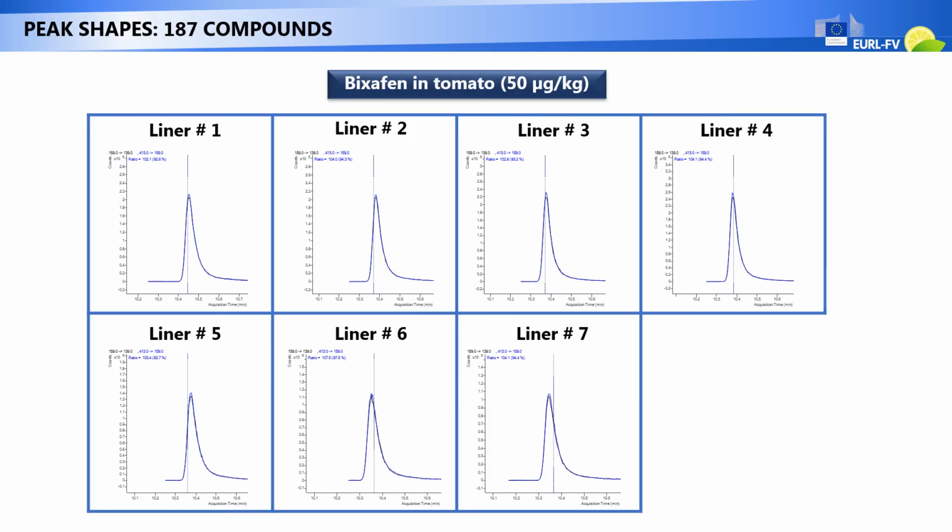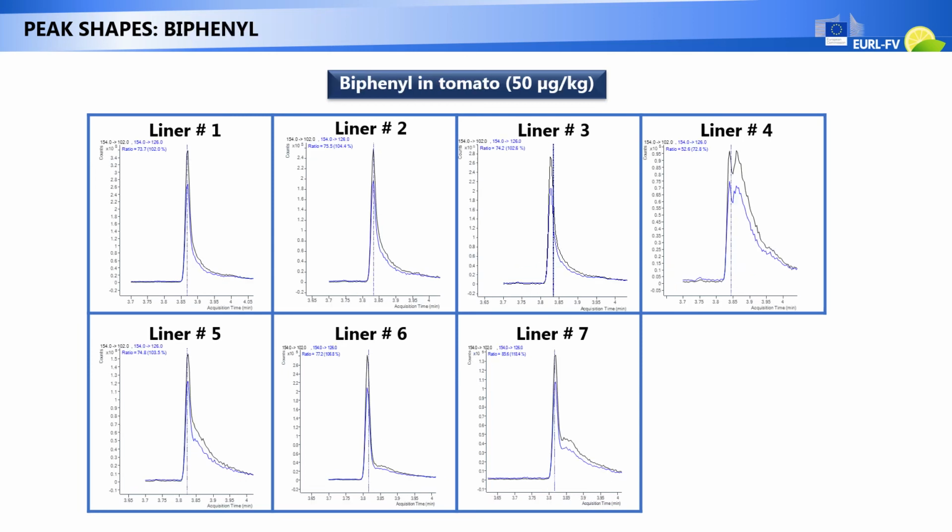First, this is an example of how the peak shapes were always the same, regardless of the liner. These are the signals of bixafen at 50 ppb in tomato matrix, virtually the same peak shapes for all cases. This happens with 187 compounds.